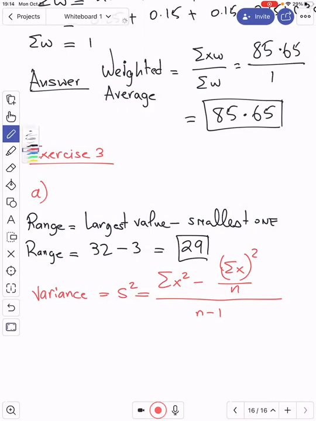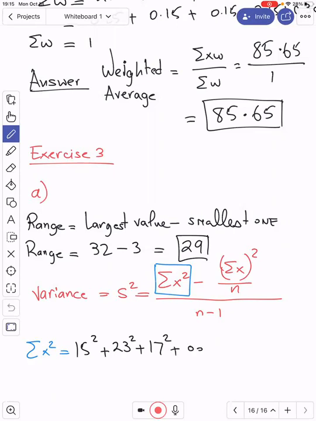First, we're going to need the sum of the X squared. So what do we mean by this summation? The sum of X squared means you take the square of the first data value, which is 15. So 15 squared, plus the next data value, 23, so that's 23 squared. The next data value is 17, that will be 17 squared, etc.